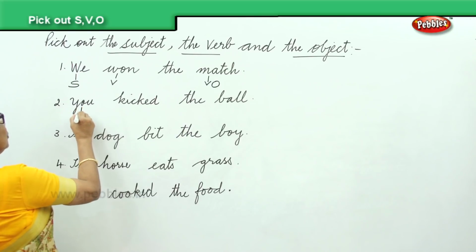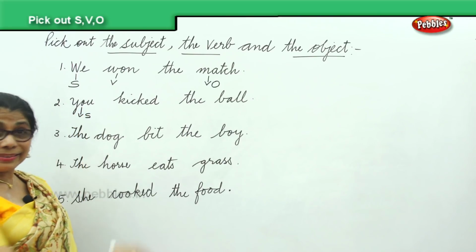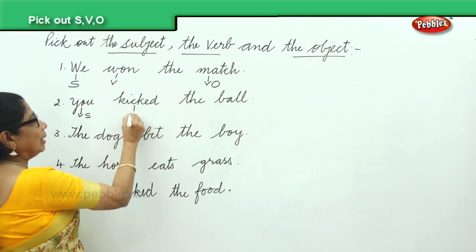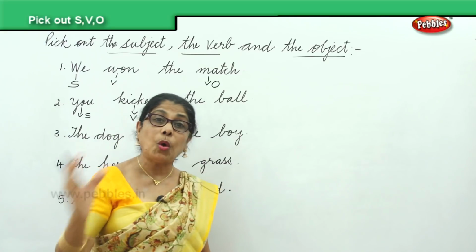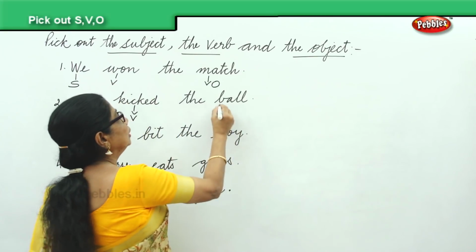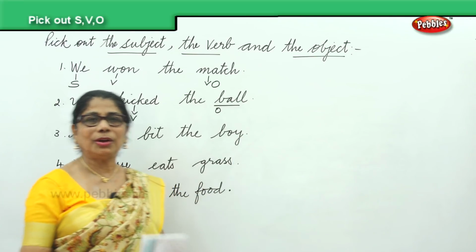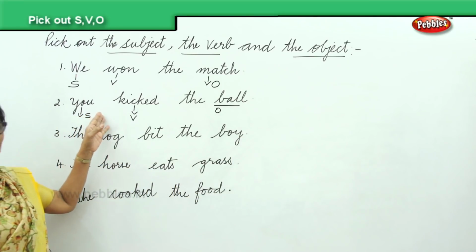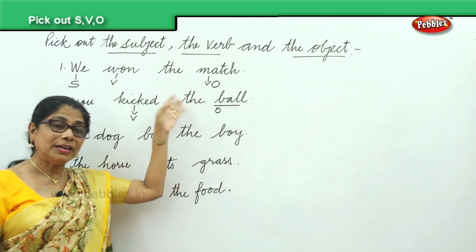Now, you kicked the ball. You is the subject. What did you do? Kicked. The action kicked. And that's the verb. And ball is the object. What did you kick? The ball. So you got the subject, you, object, ball, verb, kicked.